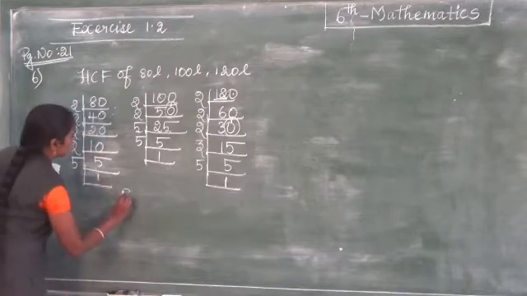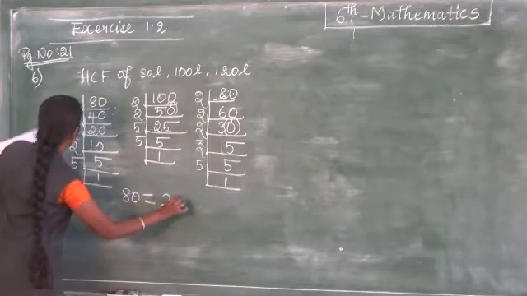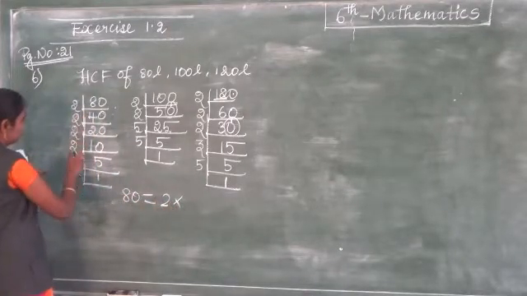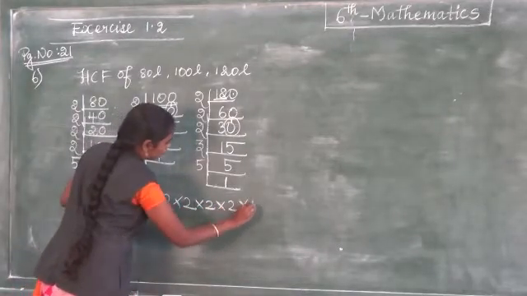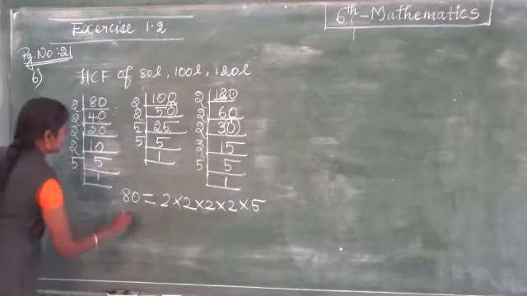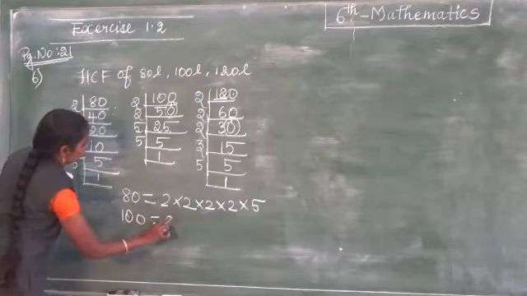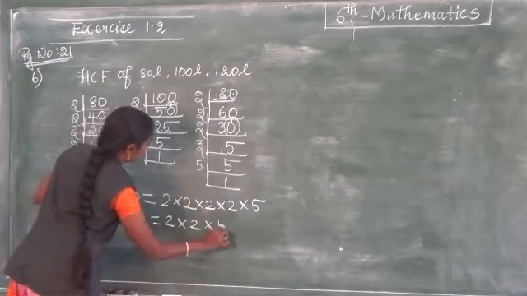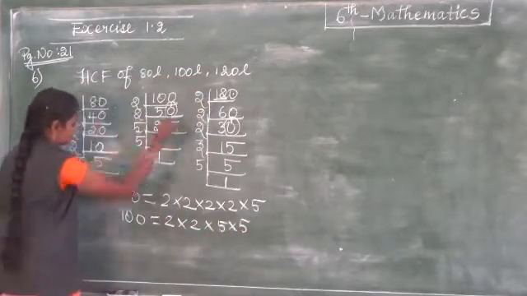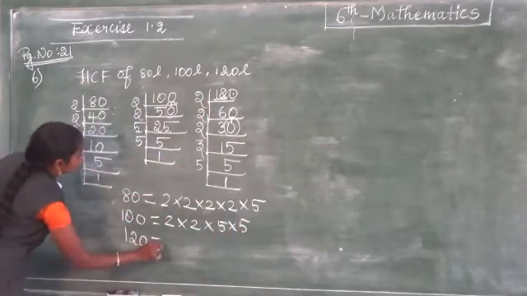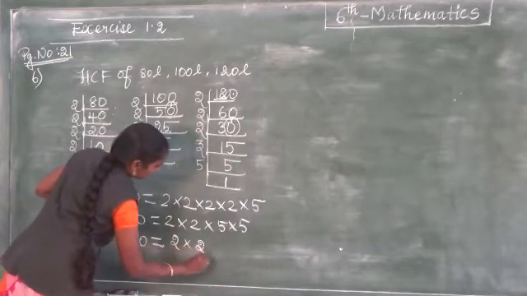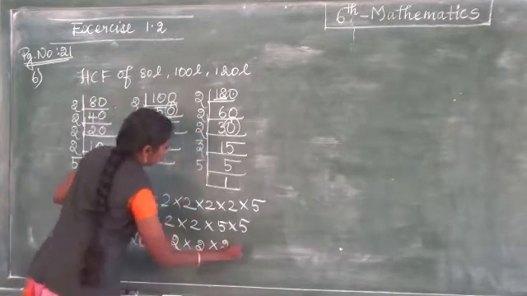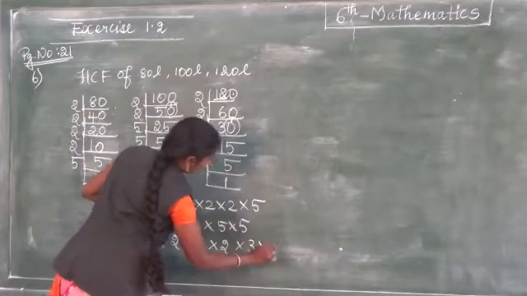So write the factors of 80: 2 into how many 2s? 1, 2, 3, 4, four 2s into 5. Then factors of 100: two 2s and two 5s. Then factors of 120: 1, 2, 3, three 2s, then 1 three and 1 five.